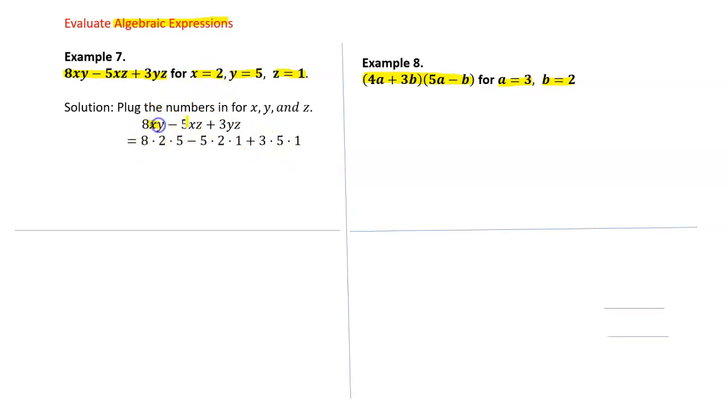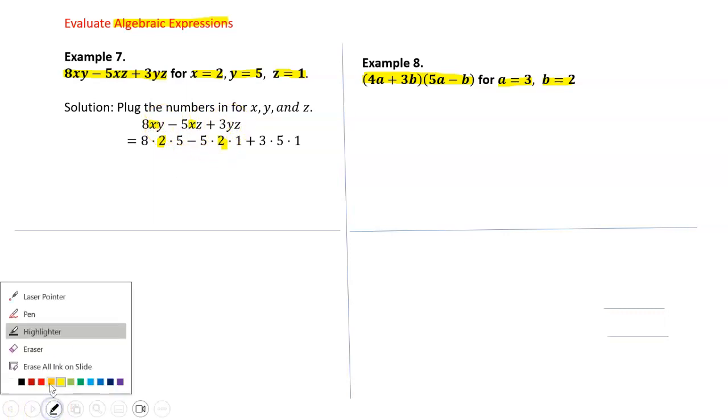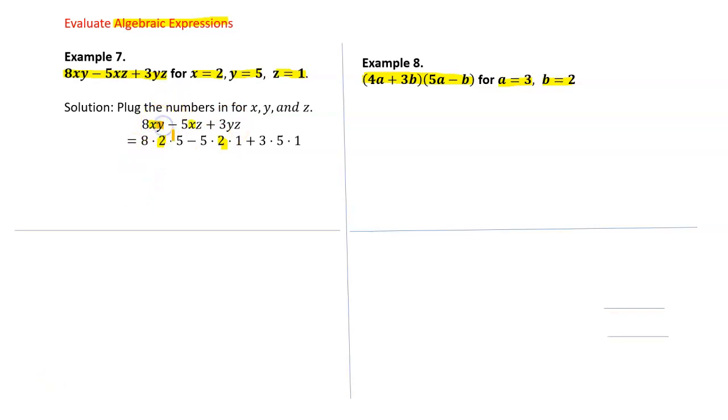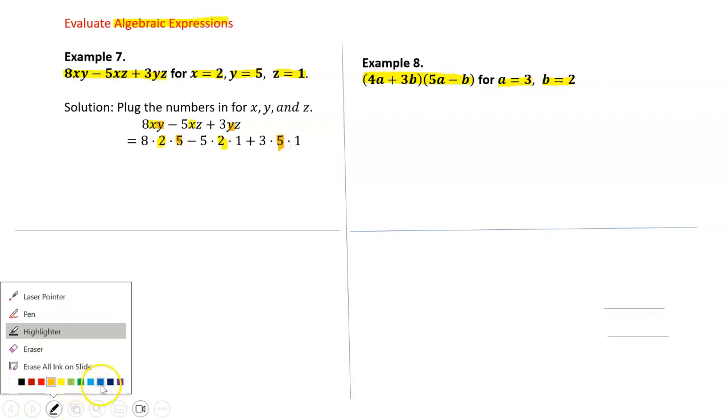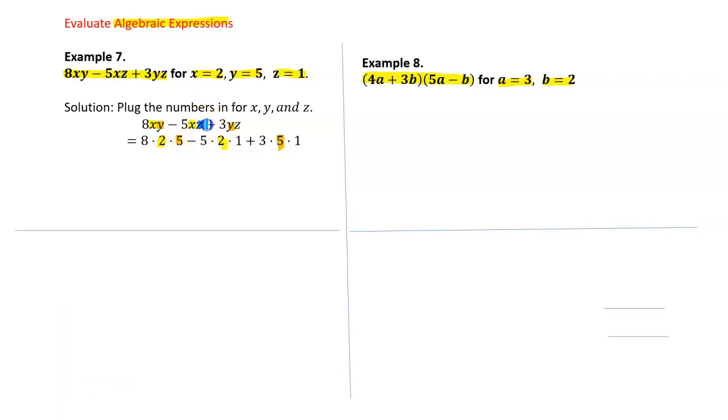So here you can see both x's are replaced with 2, and these 2 y's are replaced with 5. Y is 5 here, and this y is also 5 there. And finally, the variable z is replaced by 1. And everything else, we have to keep. For example, there's a number in front of x, so we have to bring it down. There's a -5 in front of x, we bring it down, and +3, we bring them down.